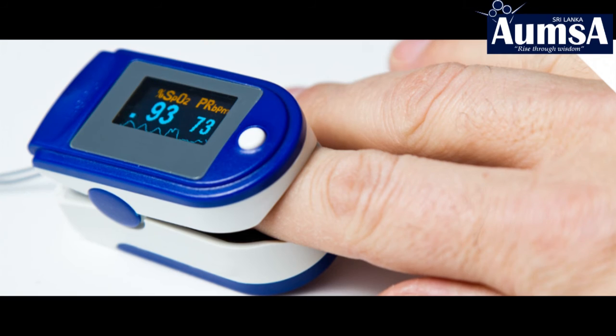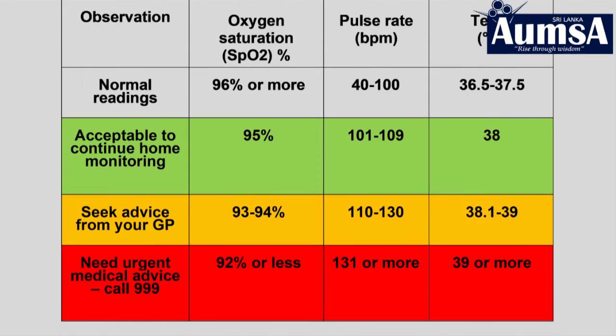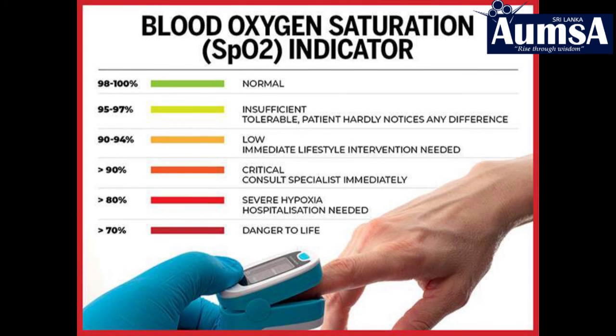By pulse oximeter, the blood oxygen level can be measured. Therefore, if the blood oxygen level is noticed to be less than 94%, then the patient should be admitted to the hospital without delay.